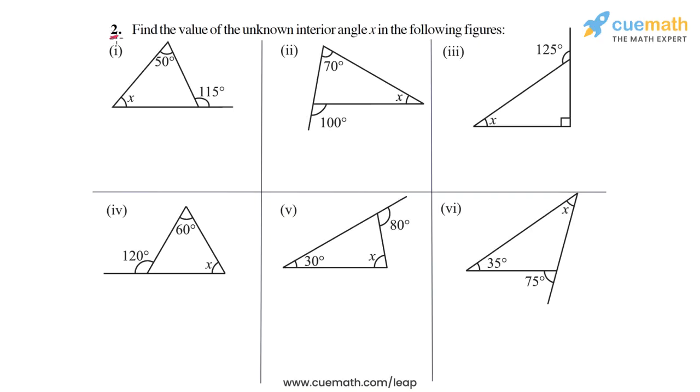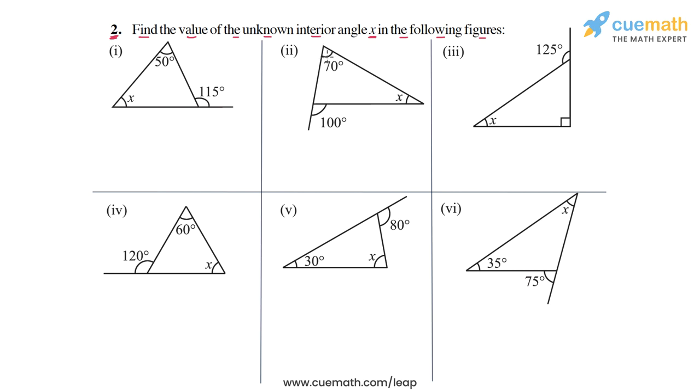In question 2, we have to find the value of the unknown interior angle x in the following figures. If you look at each of these 6 given figures carefully, you will see that in each figure, one exterior angle is given, and of the two opposite interior angles, one of the interior angles is given and the other interior angle is x, and that is what we have to find.